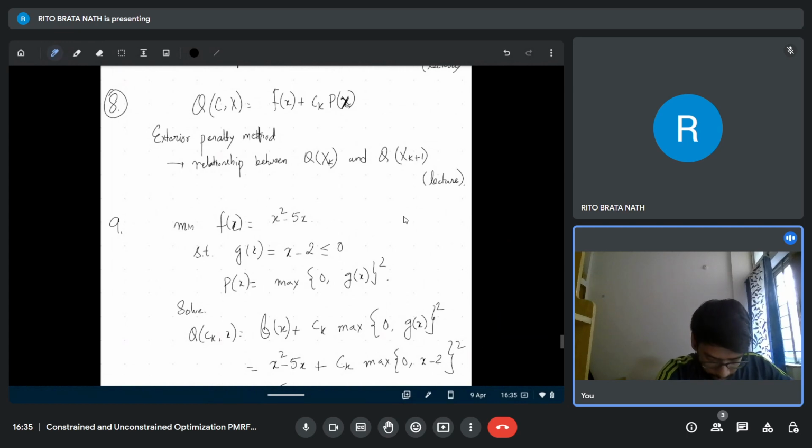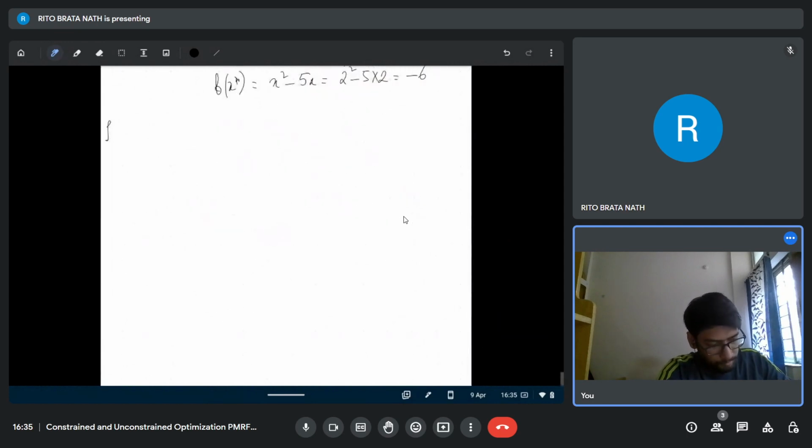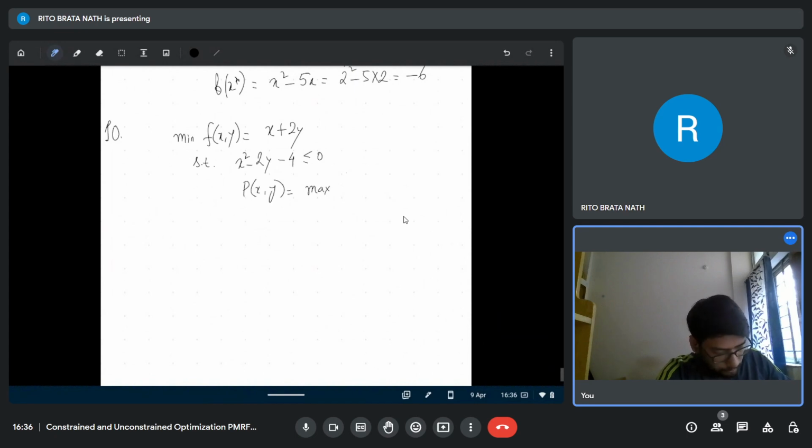And finally, the 10th one is very similar. Suppose minimization of x plus 2y subject to x squared minus 2y minus 4 less than or equal to 0. P(x, y) is again a very similar expression. So you have to find x star and y star.